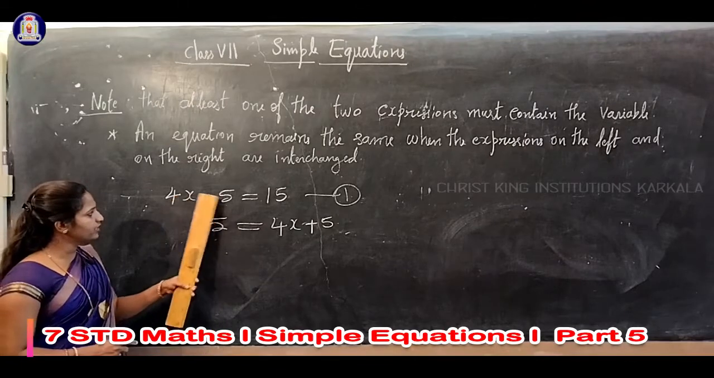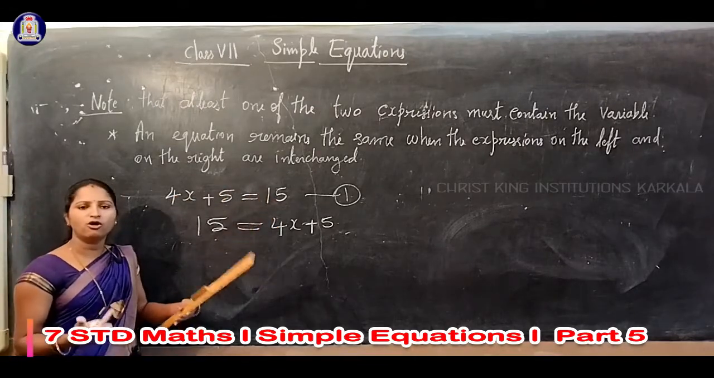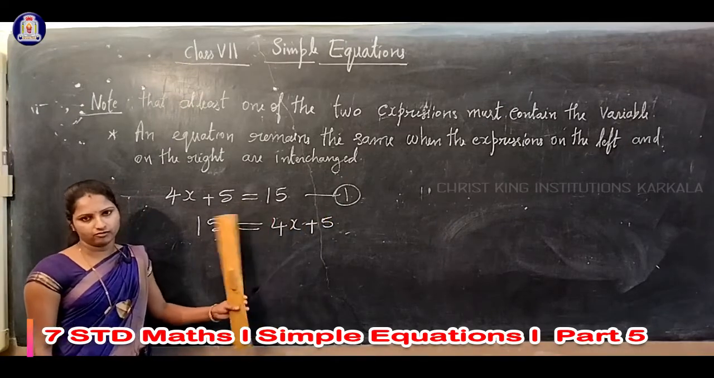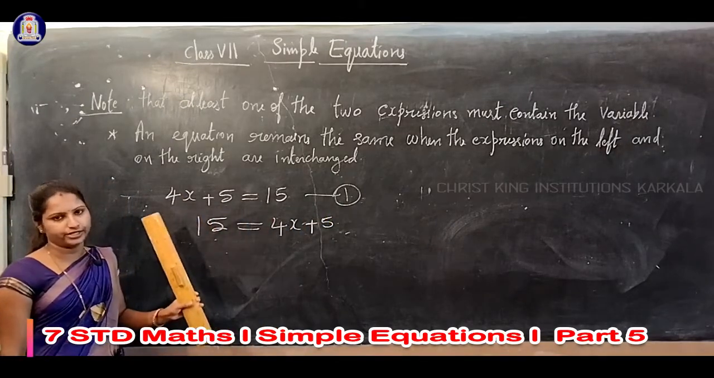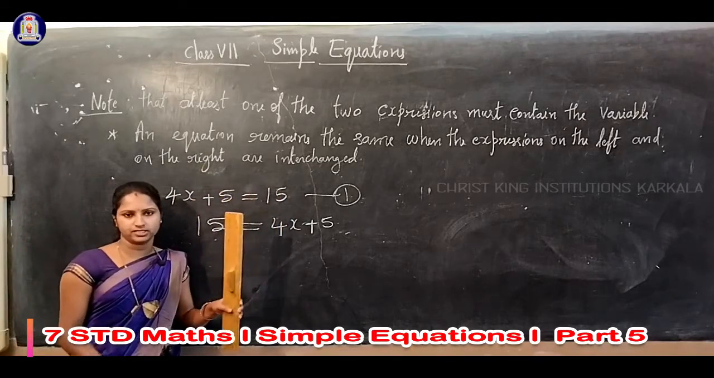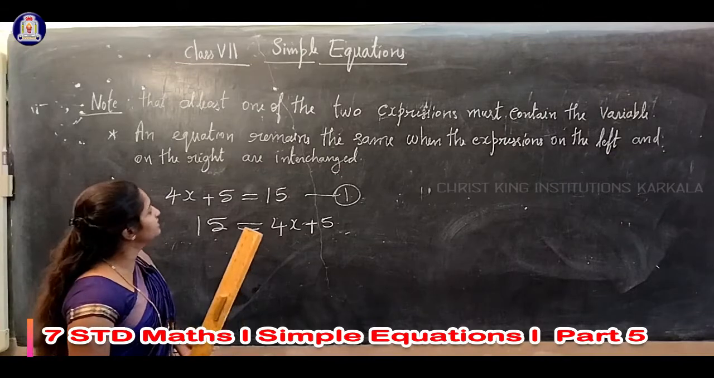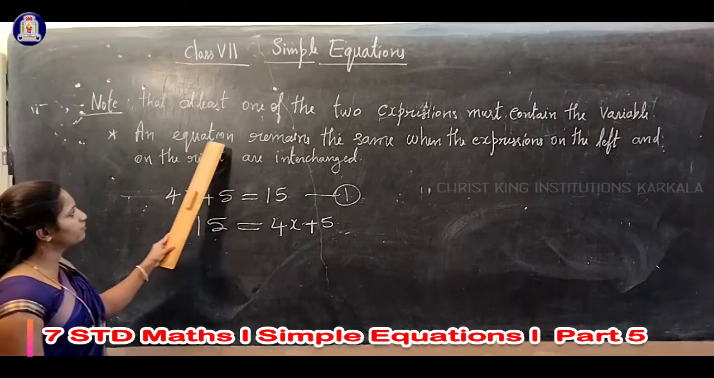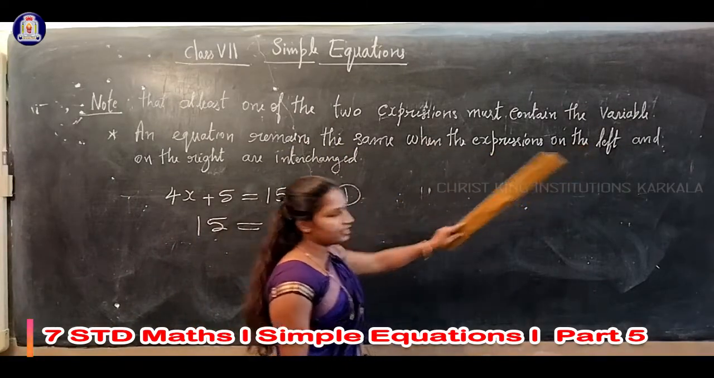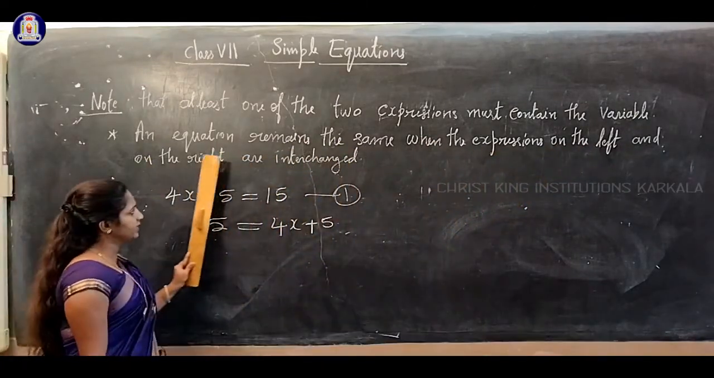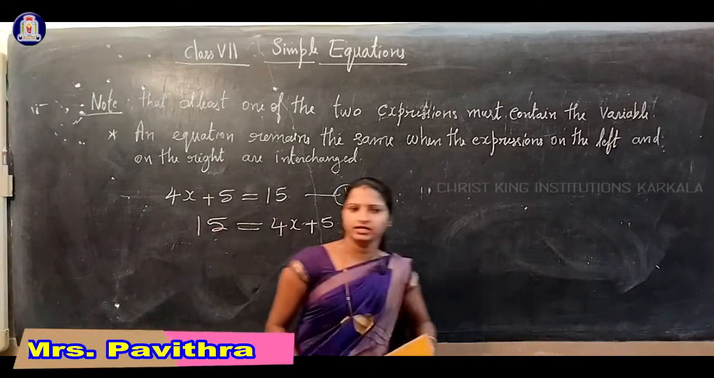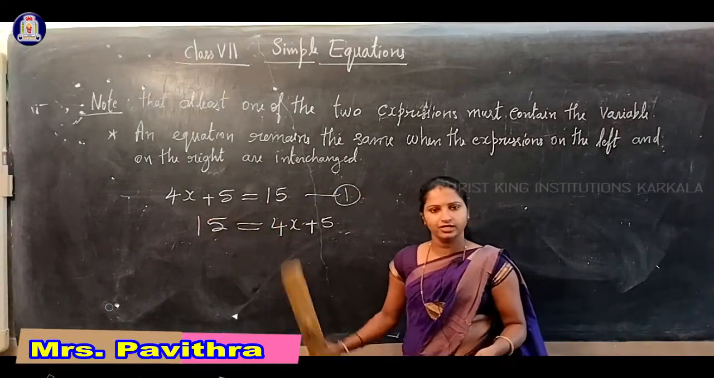We can write 4x plus 5 is equal to 15, or we can write 15 is equal to 4x plus 5. Clear? The order is not important. We can write in any order, in the left hand side or in the right hand side. We can interchange the place, but the value remains the same. An equation remains the same when the expression on the left and on the right are interchanged. Clear?